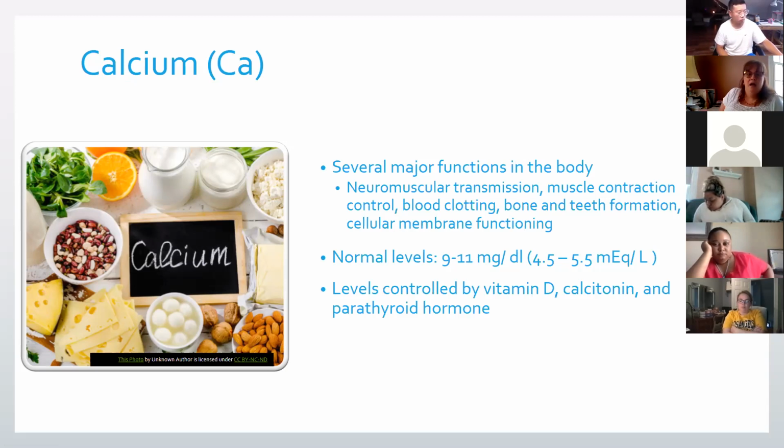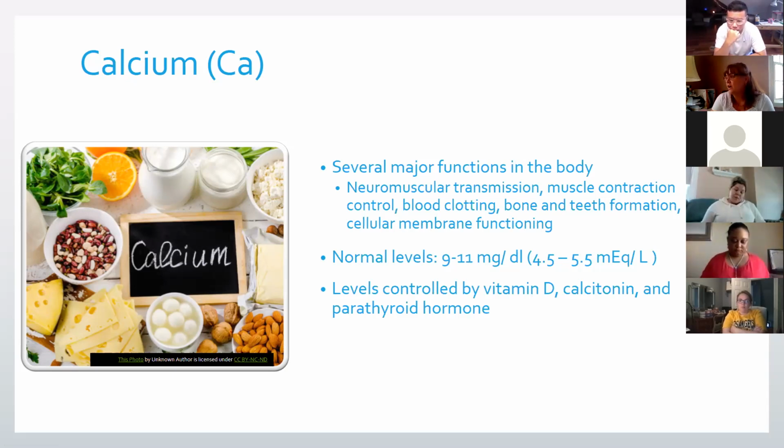All right. So for calcium, several major functions of the body: neuromuscular transmission, muscle contraction, blood clotting, bone and teeth formation. So calcium really has to do with our body's bone structure. And we know this. We know that we get osteoporosis as we get older due to lack of calcium and calcium degenerating as we get older.